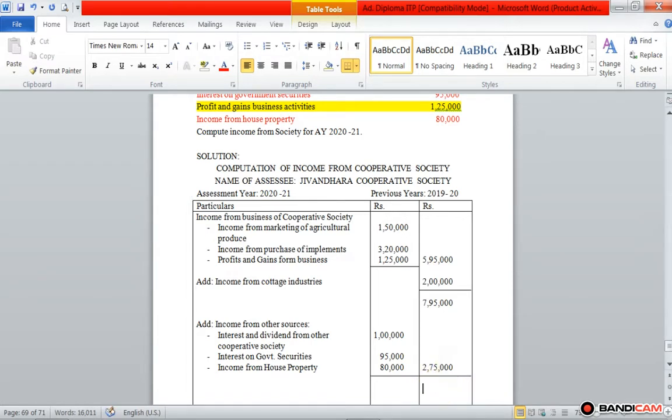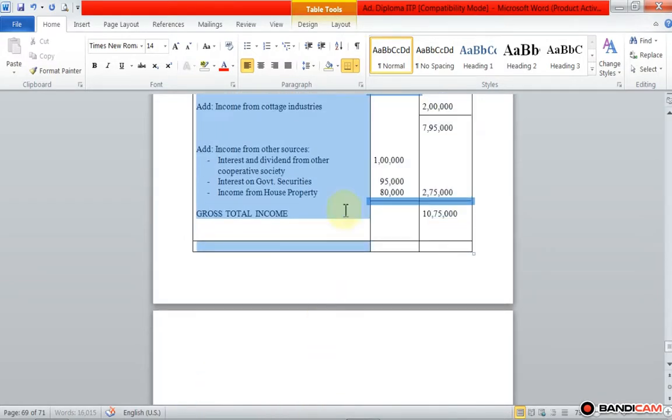We get an amount of 10,75,000, and that 10,75,000 is the gross total income from the cooperative society. Here we get the gross total income of the cooperative society amounted to rupees 10,75,000.